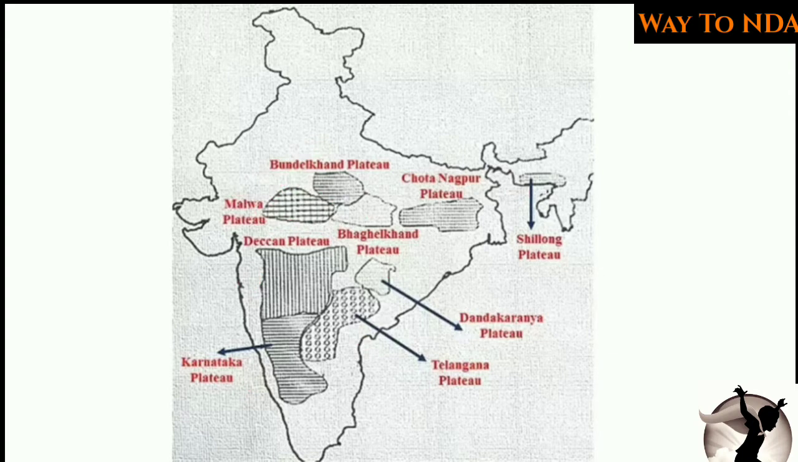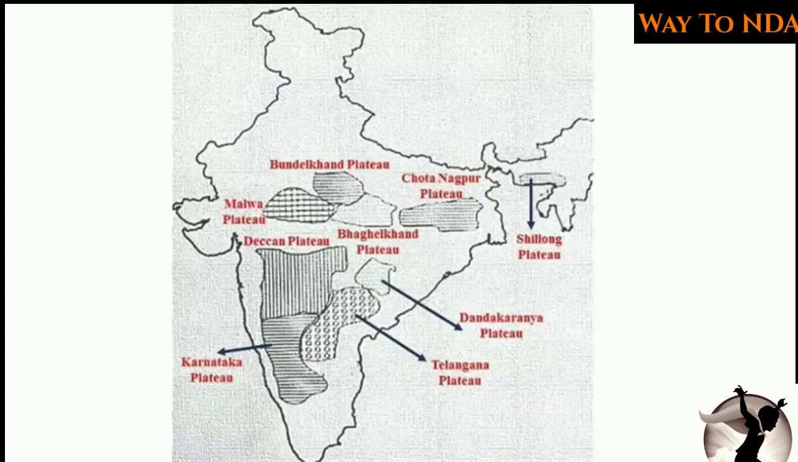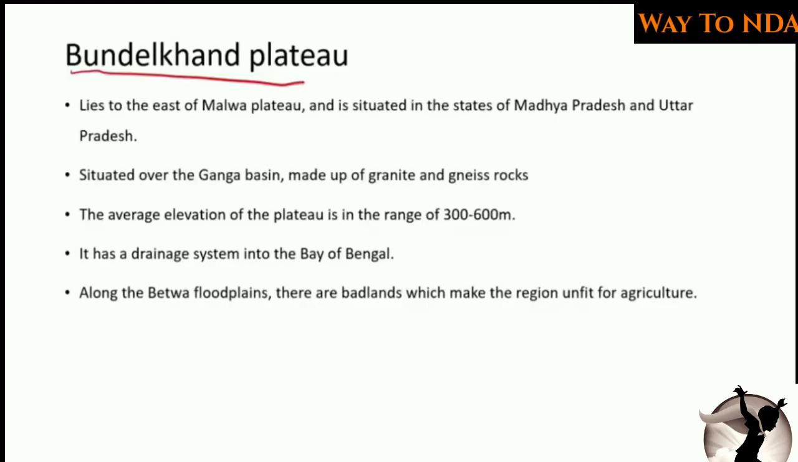Now if you see the next plateau, you will find it is Bundelkhand. Bundelkhand Plateau is in the neighborhood of Malwa Plateau. So now we have seen the Malwa Plateau, and here you will find Bundelkhand Plateau. Now remember the location of the plateau. What is the specialty of the Bundelkhand Plateau?